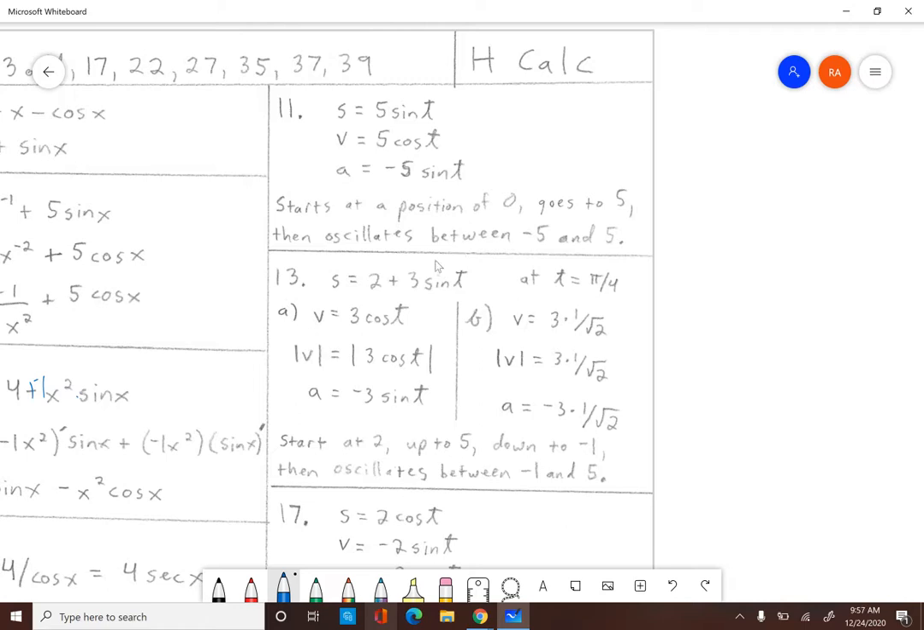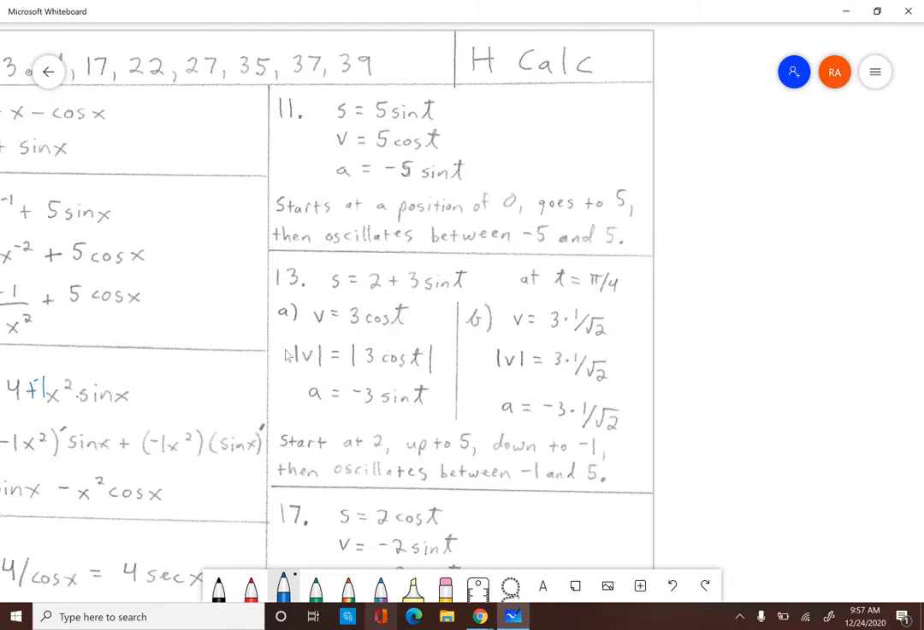For 13, it wants us to create the velocity, speed, and acceleration, and then find the velocity, speed, and acceleration at time pi over 4, exactly at time pi over 4. So here's my position, and then if I create the velocity, the derivative is 0 plus 3 cosine of t. So here's my velocity equation. And if you want the speed, well, that's just the absolute value, so you can just slap an absolute value on the outside if you wanted to graph that or take a look at that. But really, just make sure everything's positive.